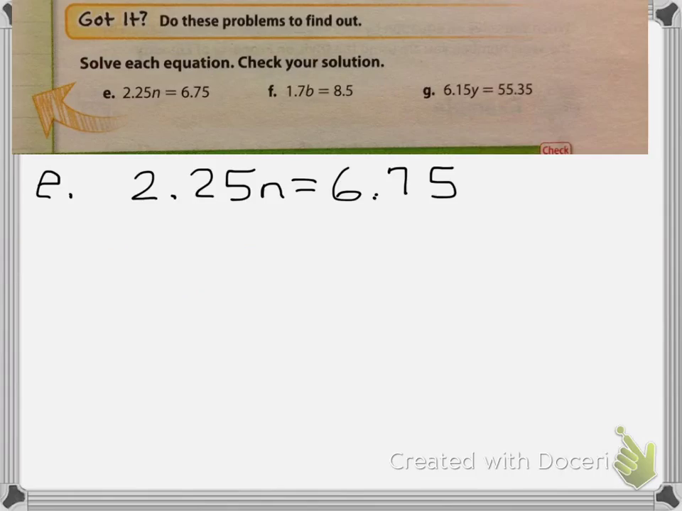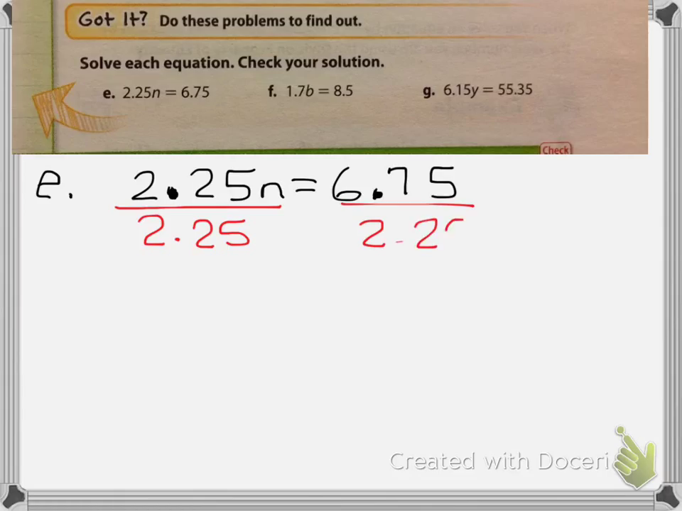Alright, so the first thing that we're looking at here is 2.25n equals 6.75. And that's actually a decimal. Sorry about that. That's also a decimal. So the first thing we need to look at is what is our variable. In problem E, our variable is n. So we need to find out what's being done to n. Well, since there's numbers and letters next to each other with no functions in between, we know that n is being multiplied by 2.25. So to undo that, we are going to divide both sides by 2.25.